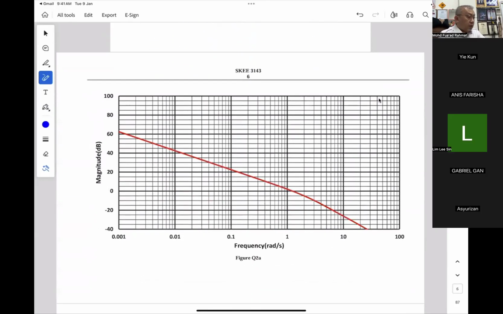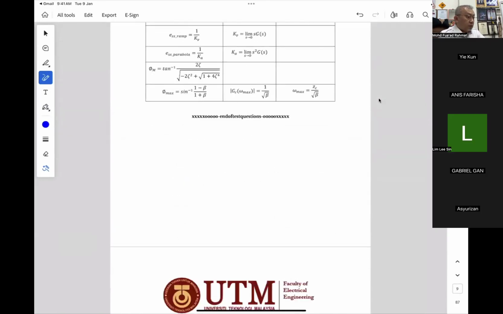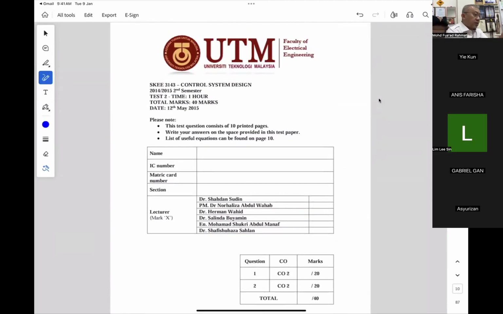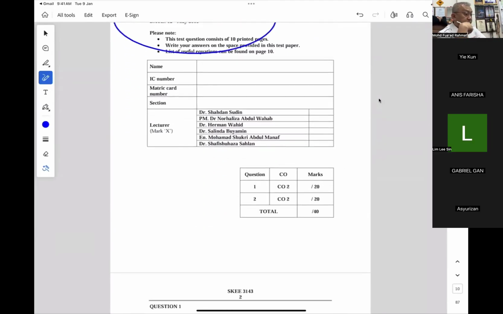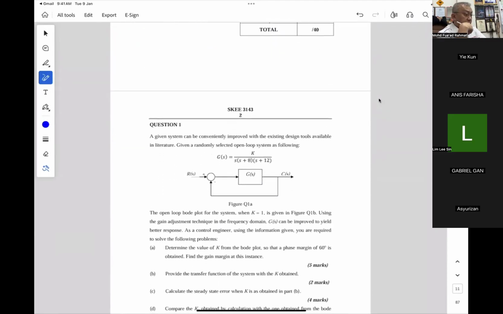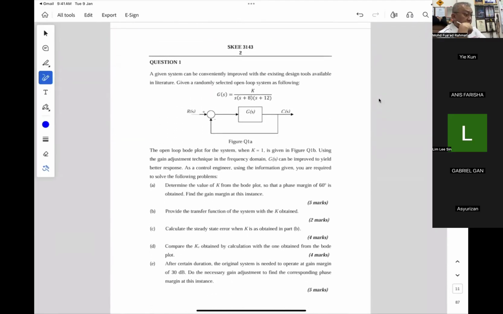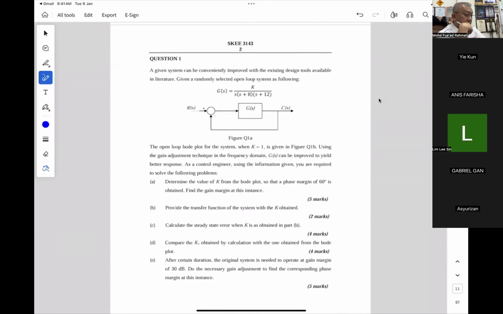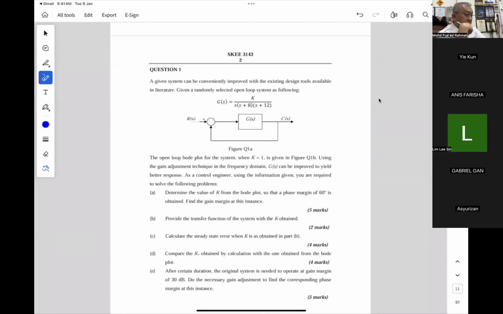And then go to the next set, 2014 and 15. This one is in the scope, it is chapter 3. Okay.